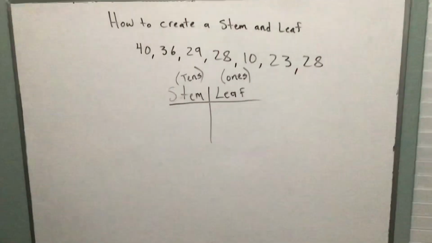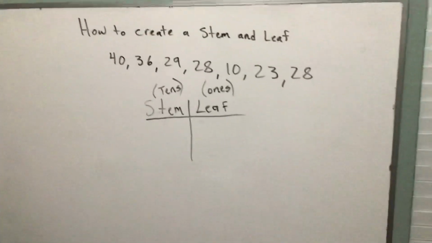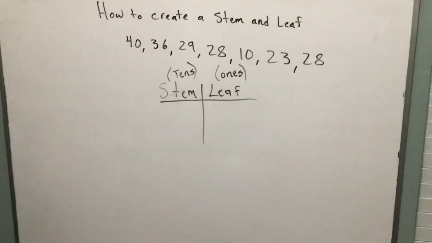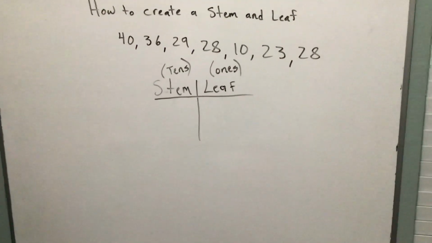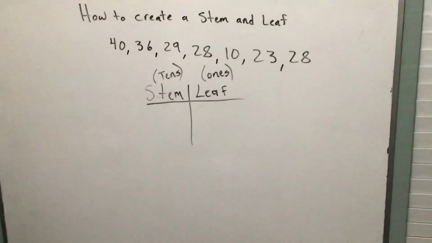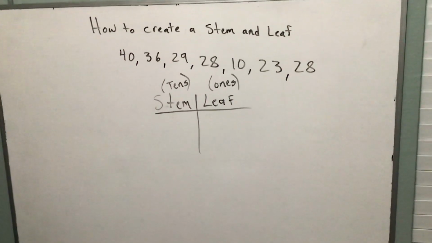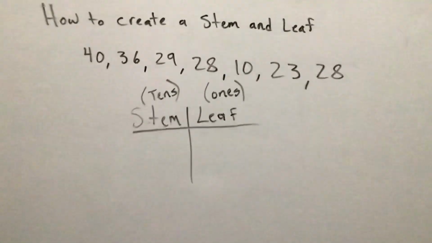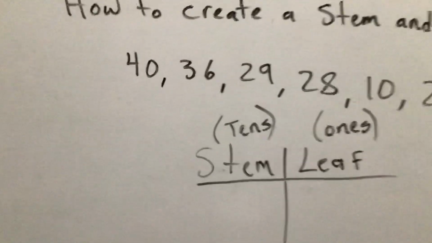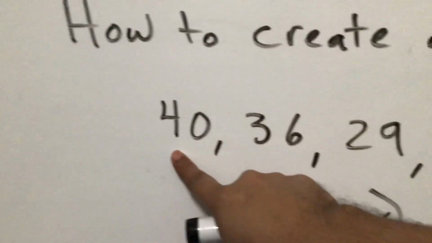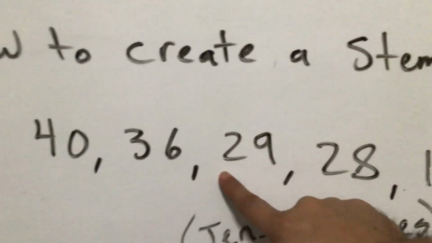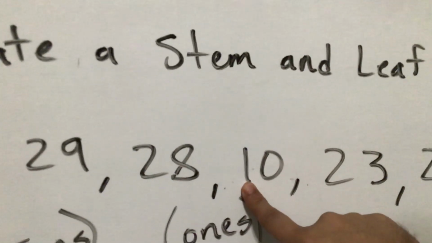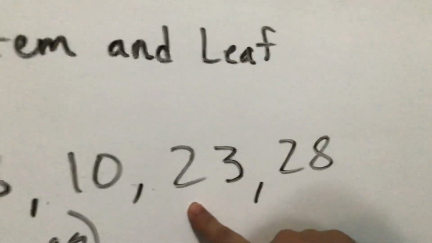Okay, so we're going to incorporate every single number you see in there into this stem and leaf. We're going to go from least to greatest first and foremost, and we're going to accommodate them according to their place value, their tens and their ones. As you can see, their tens place value will be a 4 for 40, a 3 for a 30, a 2 for a 20, a 2 for a 20, a 1, which is the lowest so far on the tens, a 2, and a 2.